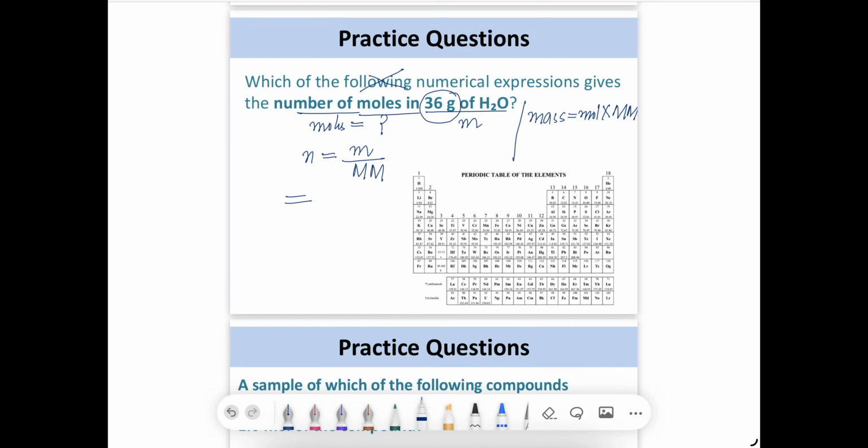So here you go. Number of moles, so you're finding the number of moles. The mass is 36 and the molar mass of water. So you can have 1 times hydrogen. So you know the mass of hydrogen is 1. Sorry, it's 2 times hydrogen plus oxygen is 1 time. So oxygen is 16. So your expression should look like this. And the unit is going to be mol, mole.